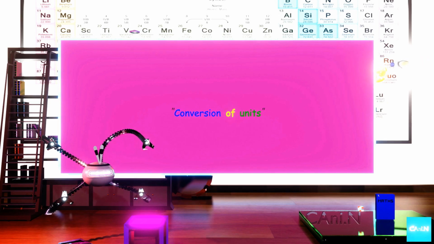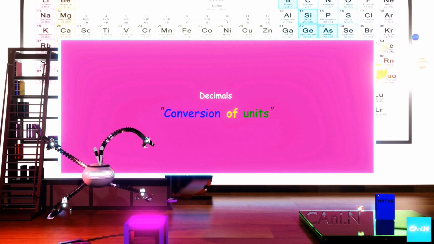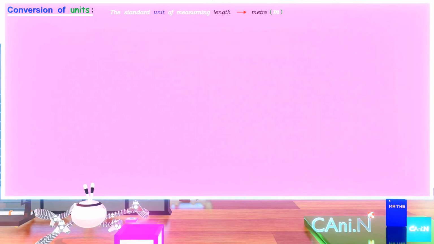Today our topic is conversion of units, a subtopic under decimals. Conversion of units. We know the standard unit of measuring length is meter. The standard unit of measuring capacity is liter. The standard unit of measuring mass is kilogram.